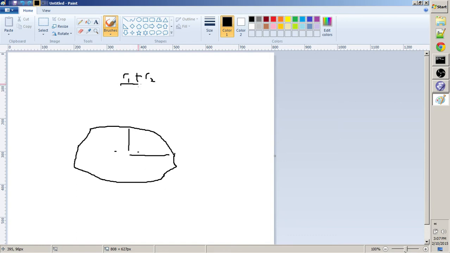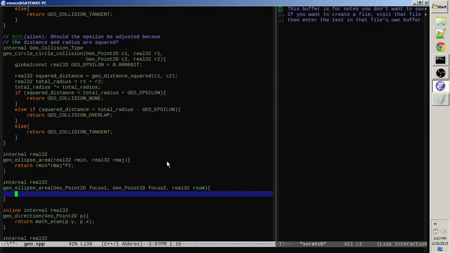I'm going to have to find a better way to do these diagrams if I'm going to keep doing them. But that is just the R sum, which we use to define the whole ellipse, over 2, because R1 plus R2, the two distances from the foci, is how we define the ellipse in the first place. So we take that whole sum divided by 2, that's the major axis. So that's solved, right? We can just do return geo ellipse area, R sum divided by 2.